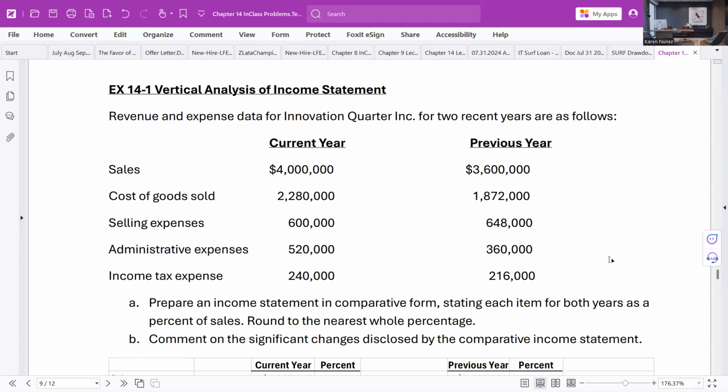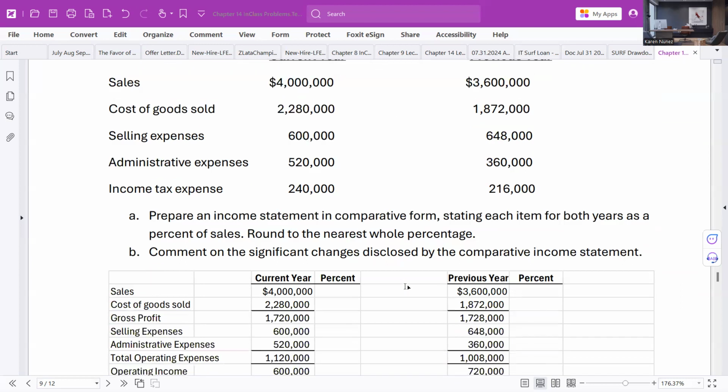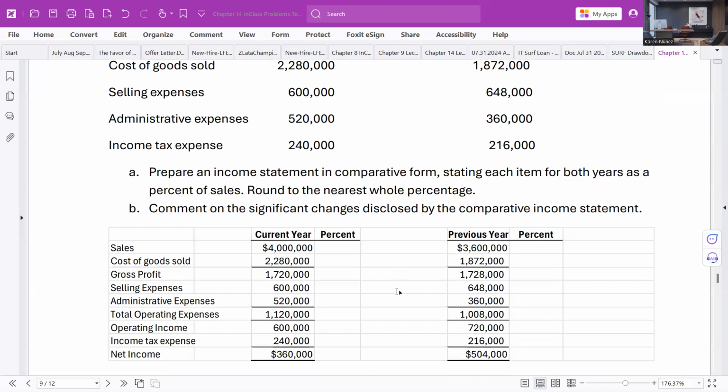So in terms of the vertical analysis, earlier we just looked at a couple of line items from the income statement. But a complete analysis would look at the entire income statement. And that's really what they're asking us to do here in exercise 14.1. They want us to prepare an income statement and show both years in comparative form. So we'd have the years side by side, and we want to do a vertical analysis. The income statement format is in the chapter, but I've presented it here for you. So this is the basic format that is in the chapter.